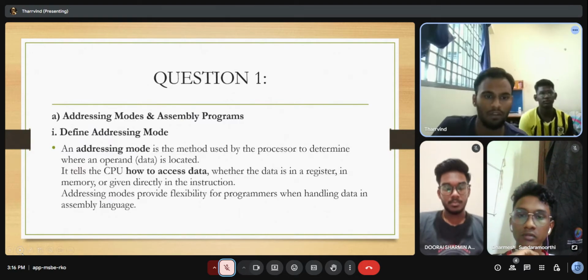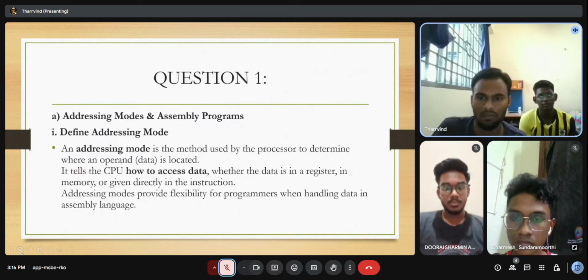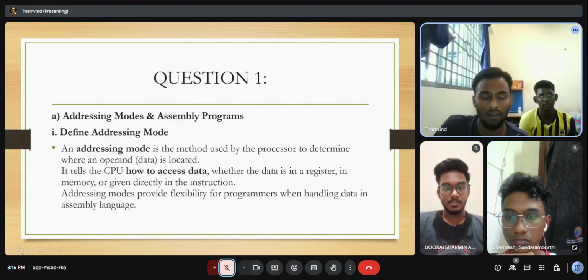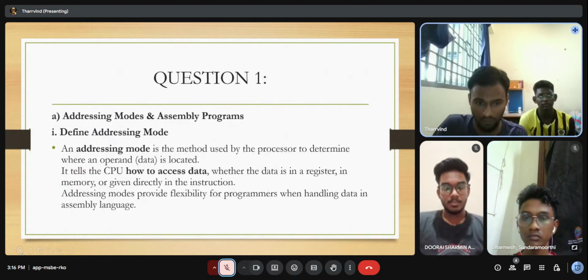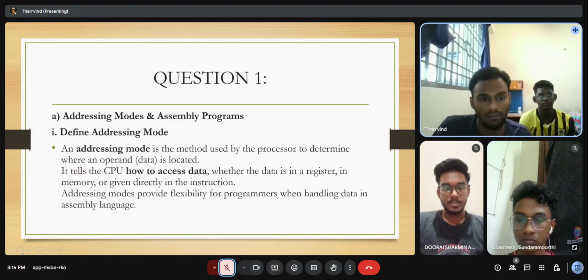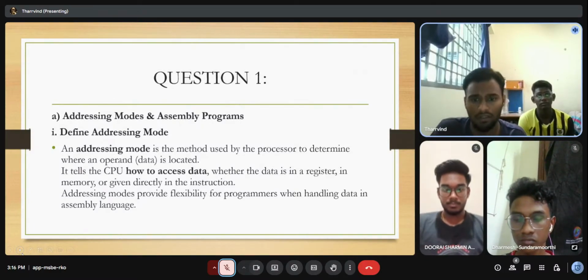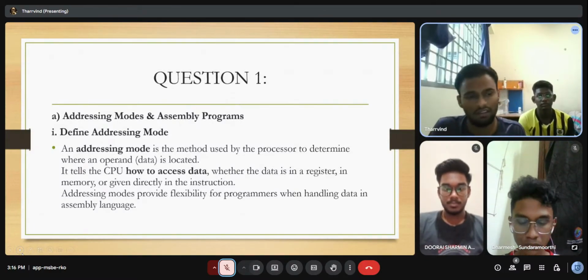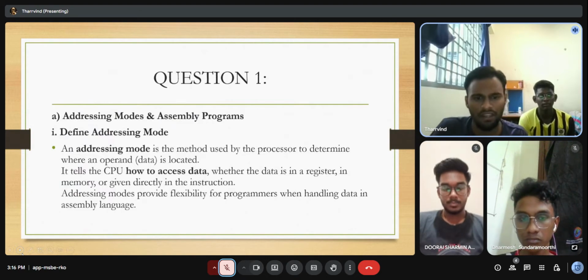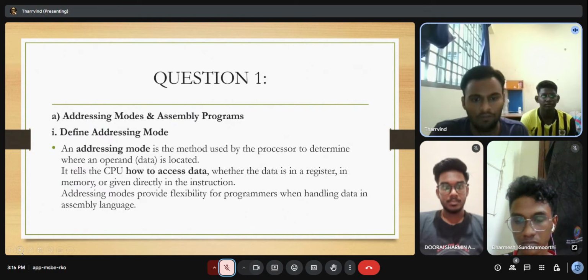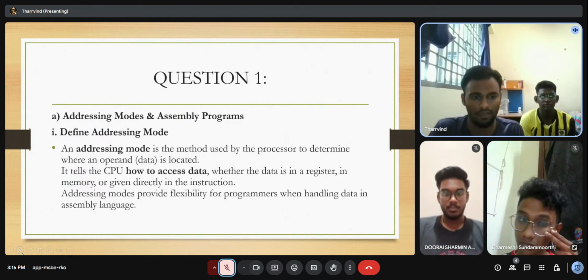An addressing mode is a method used by a processor to determine where an operand, meaning data, is located. It tells the CPU how to access data, whether the data is in a register, in memory, or given directly in the instruction. Addressing modes provide flexibility for programmers when handling data in assembly language.